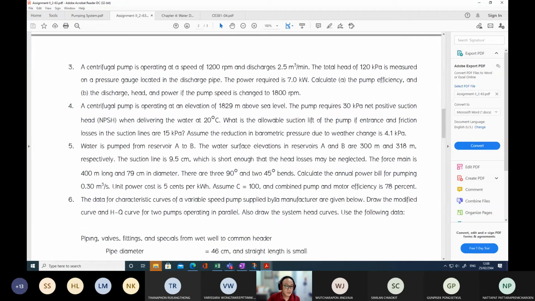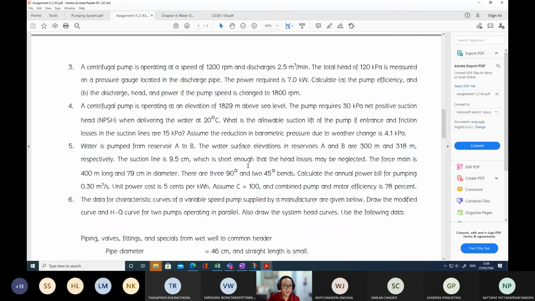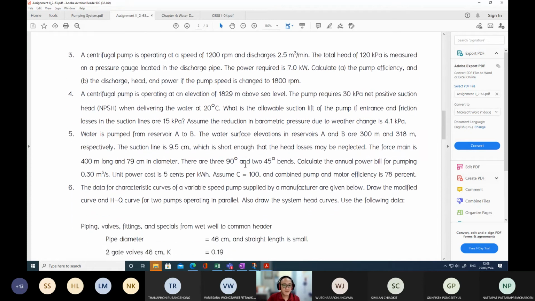Then just come to question number 3. Question number 3 onward are related to the pumping system. For example, question number 3 is probably the simplest one.